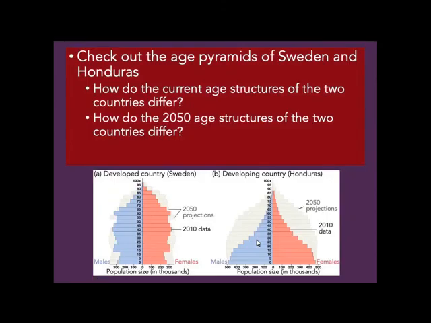All right, so check out these age pyramids in Sweden and Honduras, okay? So how do the current age structures of the two countries differ from each other?